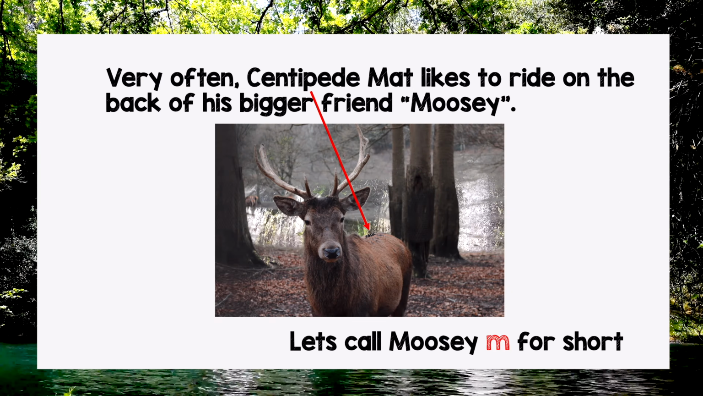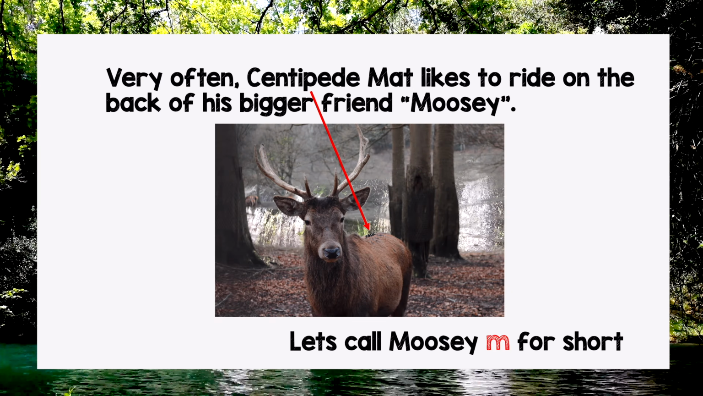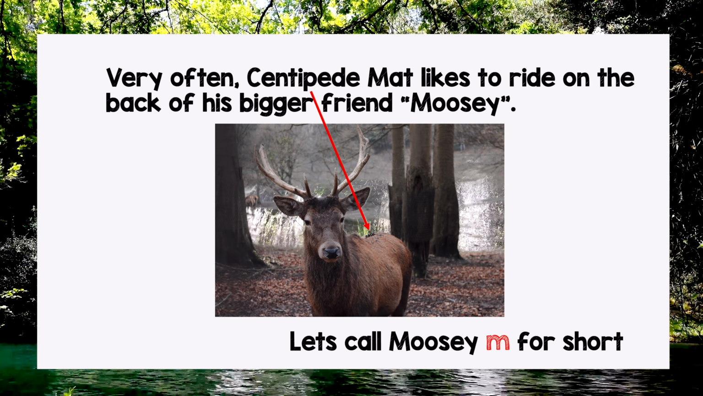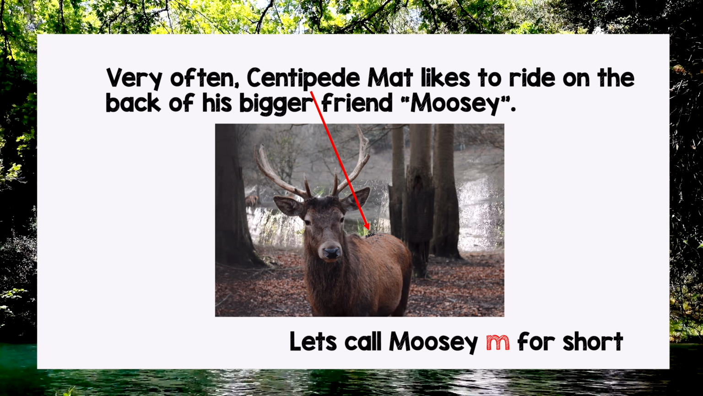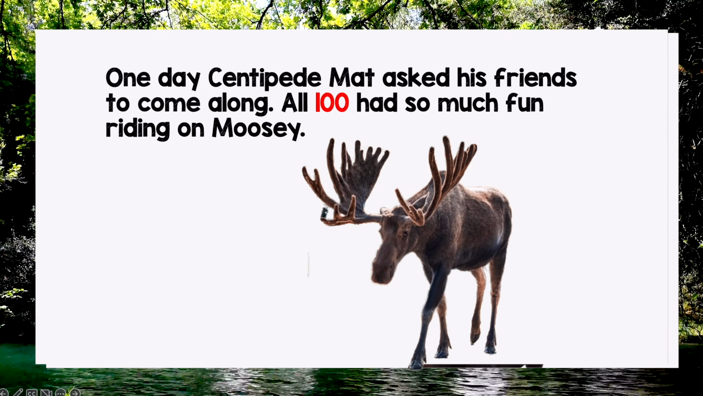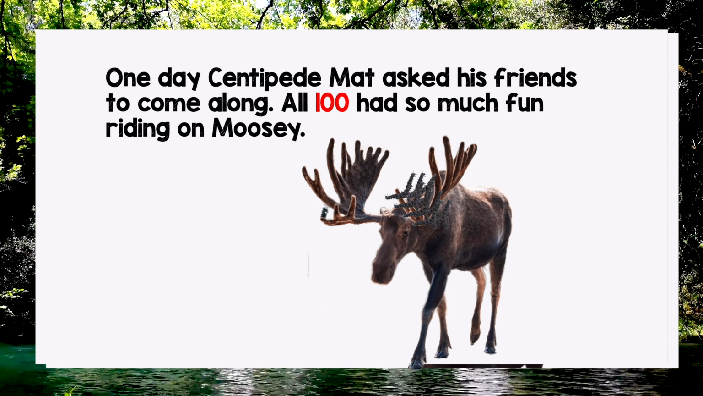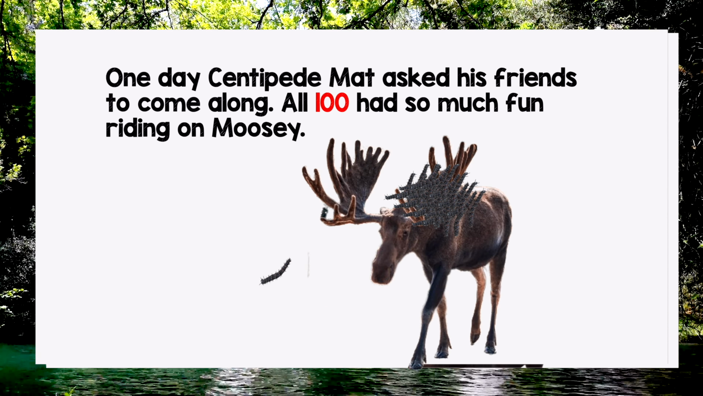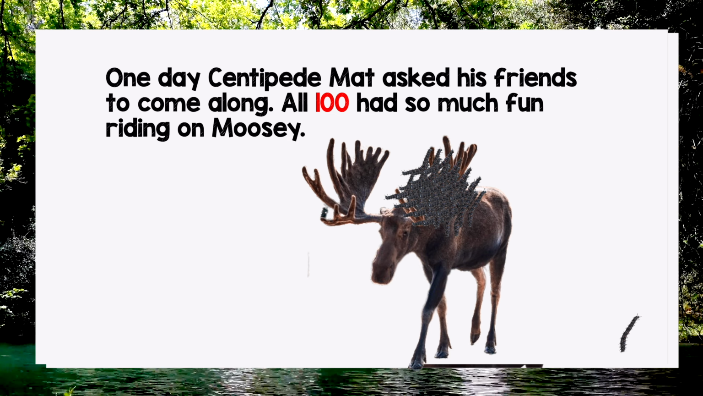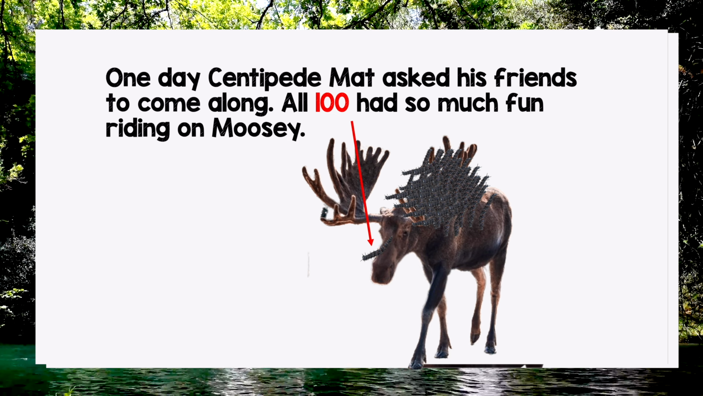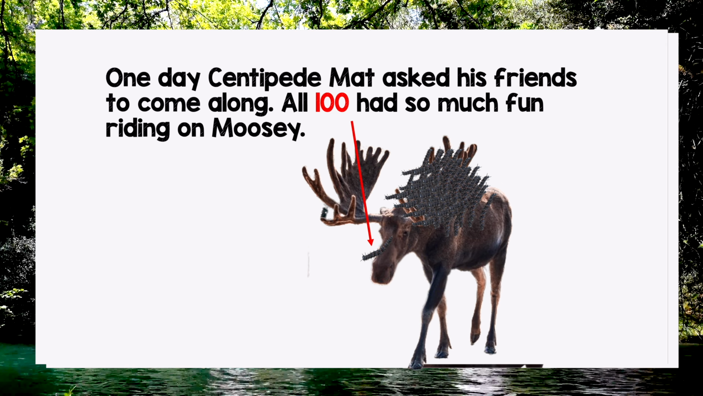Very often, Centipede Matt likes to ride on the back of his bigger friend Moosey. Let's call Moosey M for short. One day, Centipede Matt asked his friends to come along to have a ride on Moosey. All 100 had so much fun riding on Moosey.